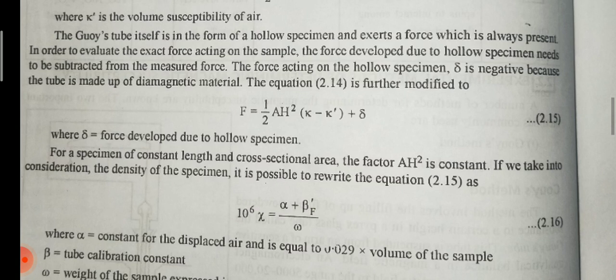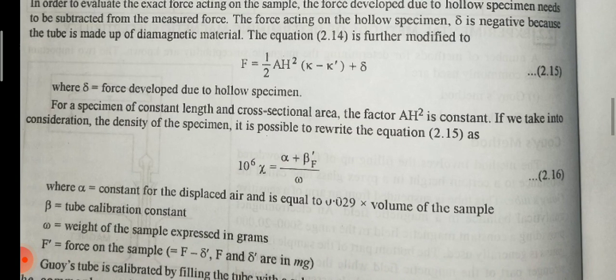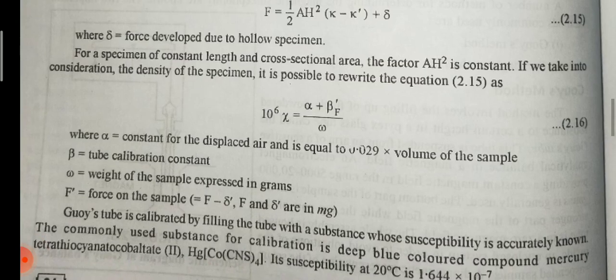For a specimen of constant length and cross-sectional area, the factor H squared is constant. If we take into consideration the density of the specimen, it equals alpha plus beta dash F upon omega, times 10 raised to power 6. Alpha is the constant for displaced air and equals 0.029 into volume of sample. Beta is the tube calibration constant. Omega is the weight of the sample expressed in grams. F dash is the force on the sample.